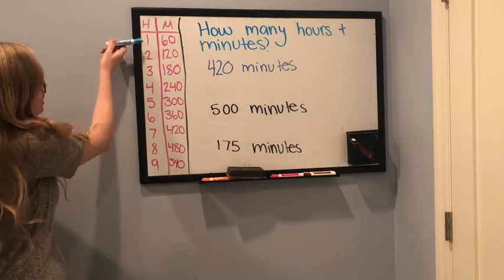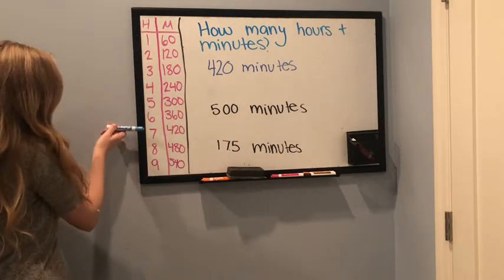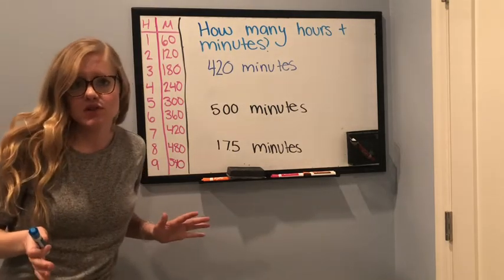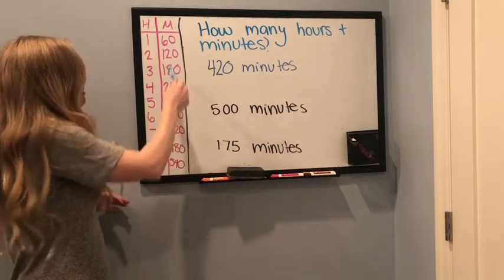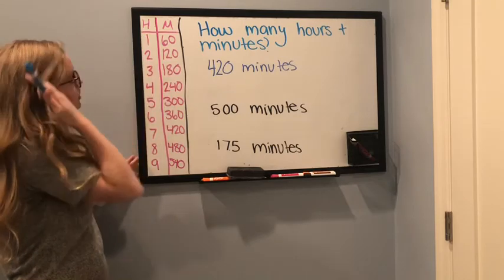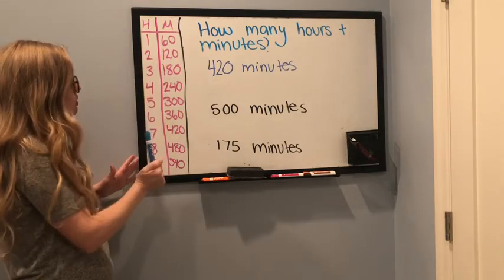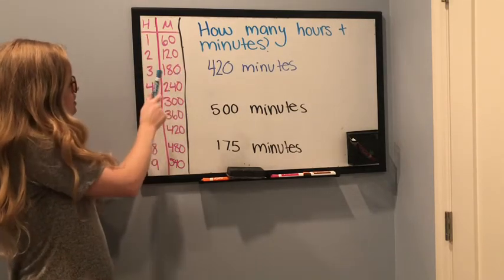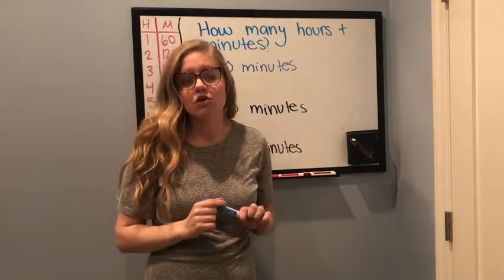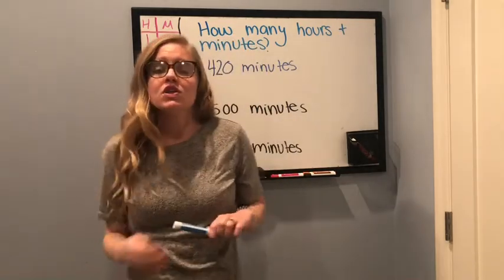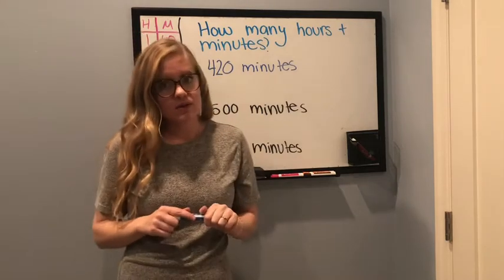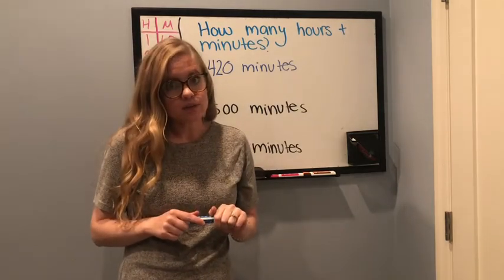So I did 1, 2, 3, 4, 5, 6, 7, 8, 9. I did 9 hours. I felt like that was a pretty good start. And then I wrote how many minutes are in those hours. So 60 minutes in 1 hour, 120 minutes in 2 hours, 180 minutes in 3 hours, and so on. I would recommend that you make your own cheat sheet, just like I have, so that you can use it when you're converting minutes into hours and minutes. It's going to make it a lot easier.